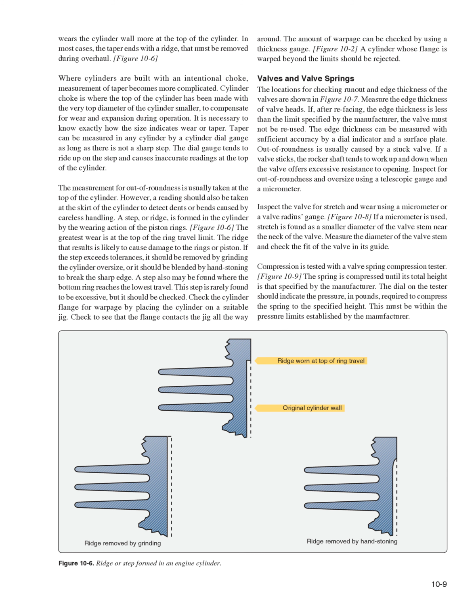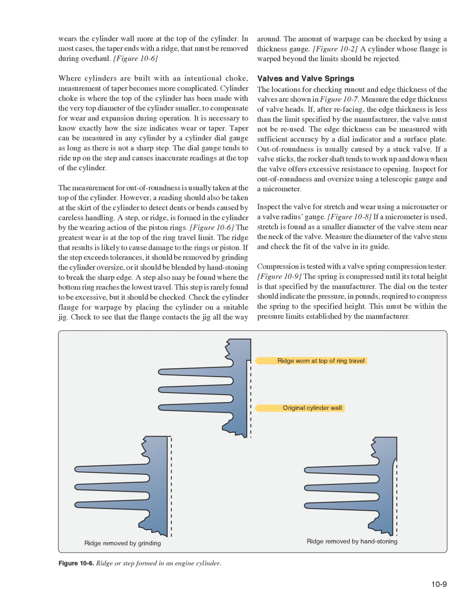Out of roundness is usually caused by a stuck valve. If a valve sticks, the rocker shaft tends to work up and down when the valve offers excessive resistance to opening. Inspect for out of roundness and oversize using a telescopic gauge and a micrometer. Inspect the valve for stretch and wear using a micrometer or a valve radius gauge. Figure 10.8, if a micrometer is used, stretch is found as a smaller diameter of the valve stem near the neck of the valve. Measure the diameter of the valve stem and check the fit of the valve in its guide.